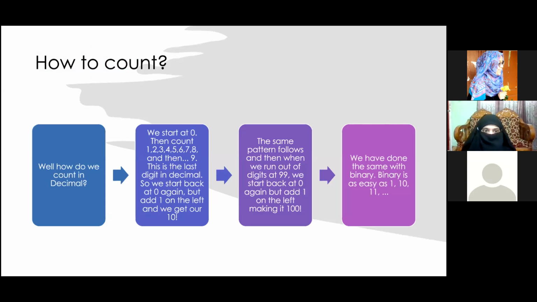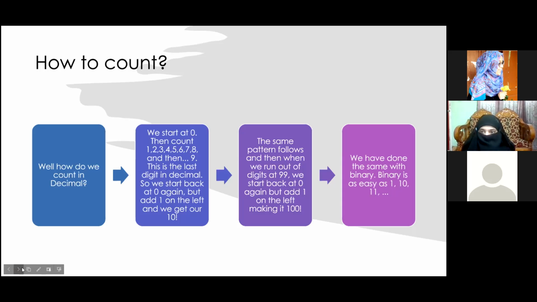How to count? Well, how do we count in decimal? We start at 0, then count 1, 2, 3, 4, 5, 6, 7, 8, 9, and this is the last digit in the decimal. So we start back at 0 again, but add 1 on the left and we get our 10. The same pattern follows, and when we run out of digits at 99, we start back at 0 again, but add 1 on the left, making it 100.